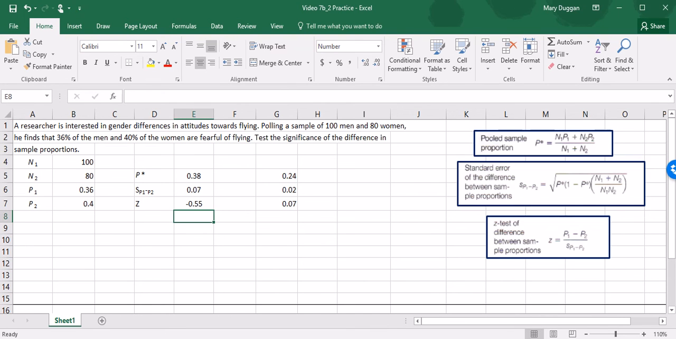The critical z-score, just as with confidence intervals at the 0.05 level, is 1.96. Since negative 0.55 is smaller than 1.96, we retain the null hypothesis. The null hypothesis, if you will recall, is that there is no difference in fear of flying between the men and women, and our analysis confirms that the null hypothesis is indeed retained. Does that make sense?